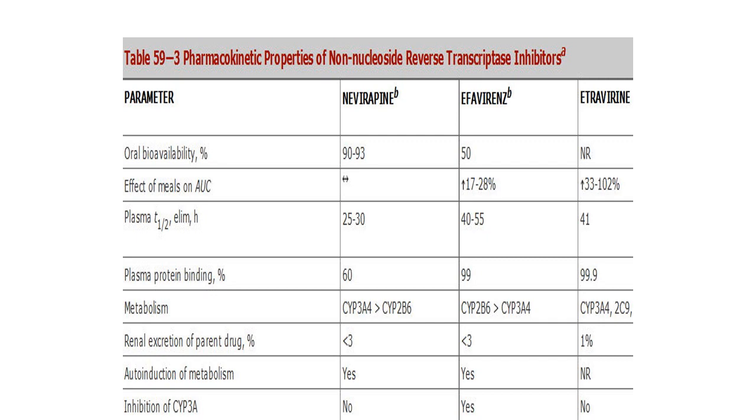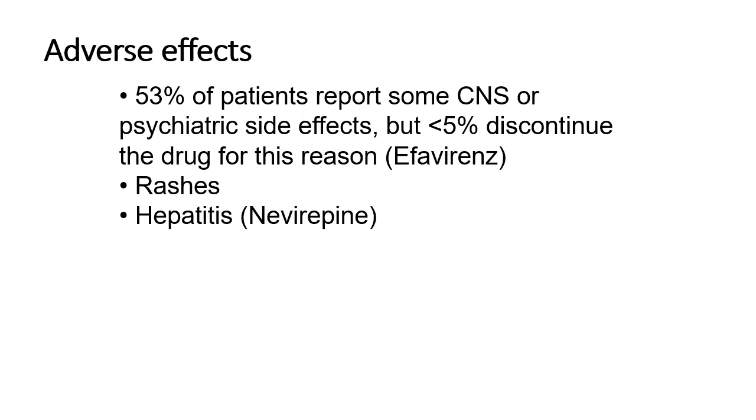The pharmacokinetic features are given. I'll share the slides and you can compare. There is one more drug, etravirine. It's available elsewhere, not in India. I didn't check the latest updates whether it is available now, but it was not available till 2018-19. Nearly 50% of the patients report some CNS psychiatric issues, and some people discontinue due to psychiatric issues, especially with efavirenz. Rashes and hepatitis with nevirapine are also noted.